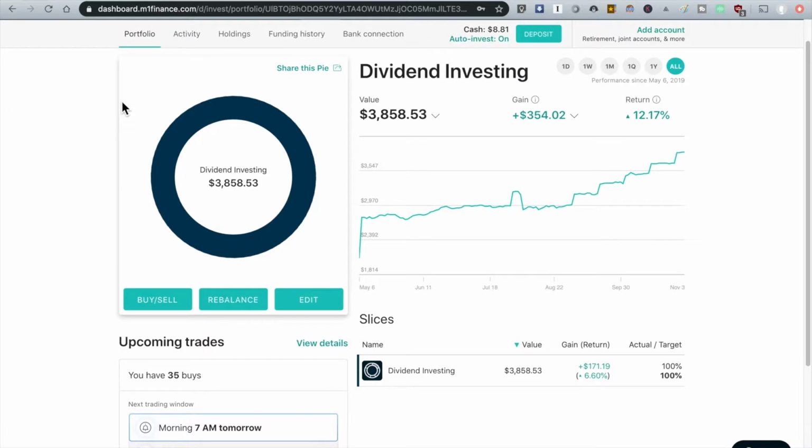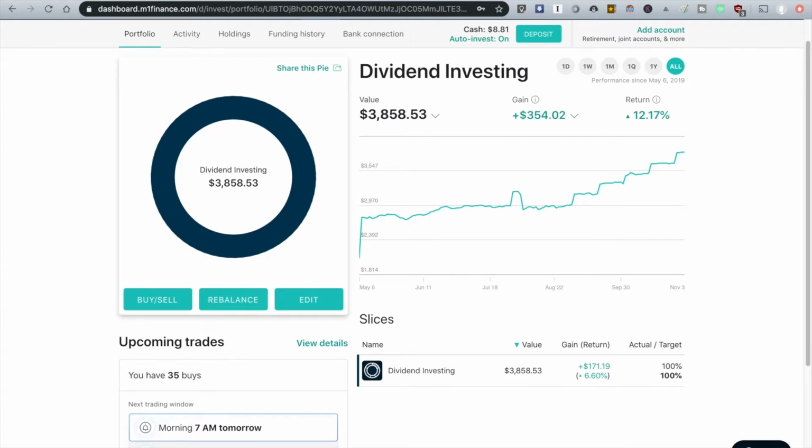So right off the bat, you can tell M1 Finance has a more intuitive look and feel. And you can see down here I have upcoming trades, and I have a trade tomorrow at 7 a.m. And this is what we were talking about before, that you only have one window for the free account in order to buy stocks, right? Versus TD Ameritrade, where you can buy stocks whenever the market's open, right? And in order to have 2 trading windows, you have to pay for M1 Plus in order to have a trading window at 12 tomorrow.